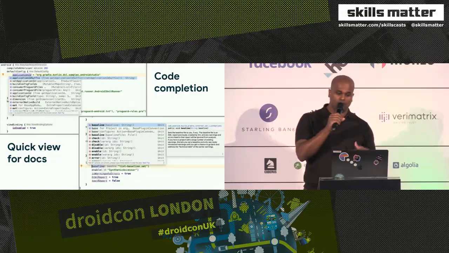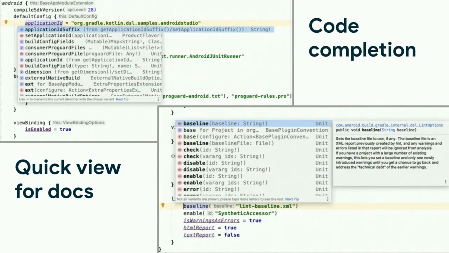As you can see, in the default config block, it shows you all the different kinds of elements that you're able to configure there. And when able, it provides you documentation so you know you're using exactly what you're meant to be using or what you intend to use.